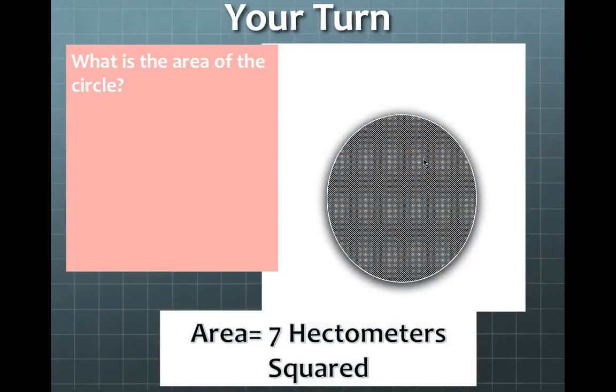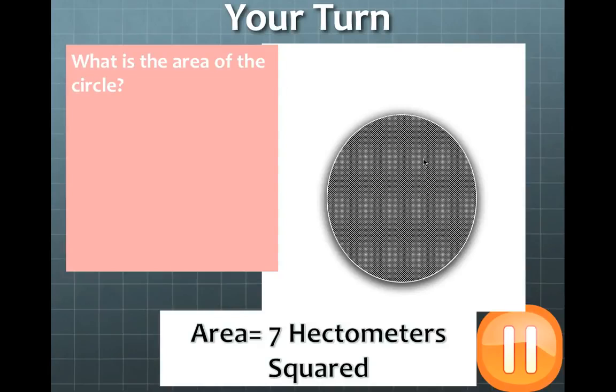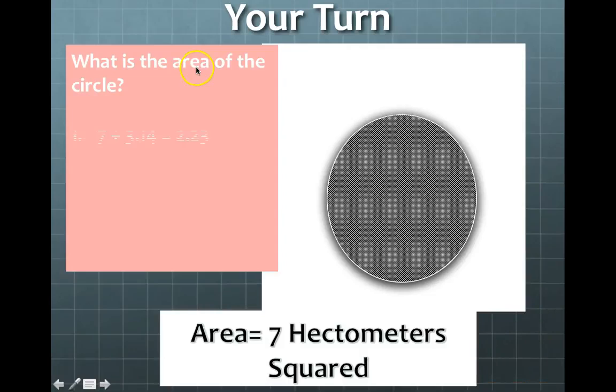All right, your turn again. The area of this circle is 7 hectometers squared. That should say circumference. I apologize. What is the circumference of the circle?